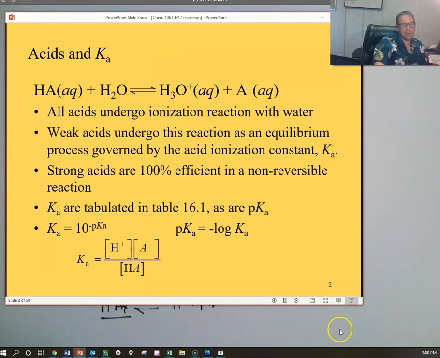All right, so Kas are constants for acids, and the larger the Ka, the stronger the acid. The lower the Ka, the weaker the acid.